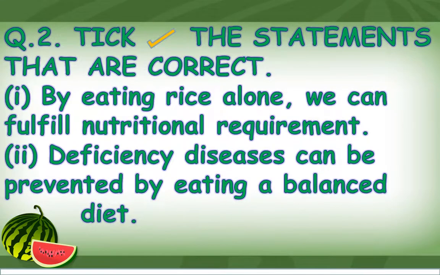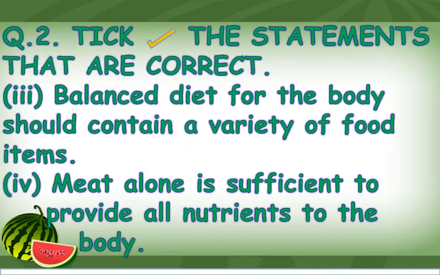Question number 2. Tick the statements that are correct. Part 1. By eating rice alone, we can fulfill nutritional requirement. Part 2. Deficiency diseases can be prevented by eating a balanced diet. Part 3. A balanced diet for the body should contain a variety of food items. Part 4. Meat alone is sufficient to provide all nutrients to the body.